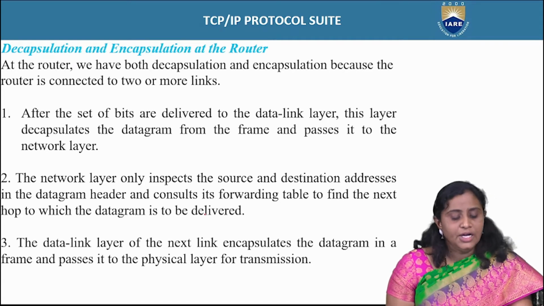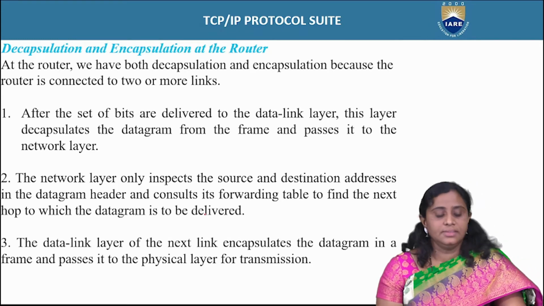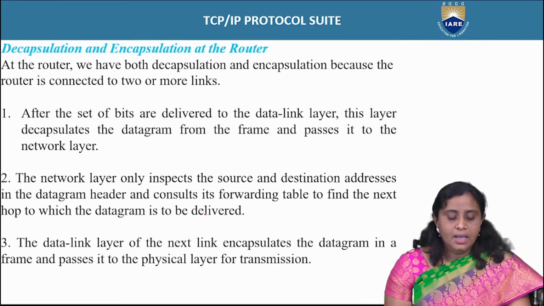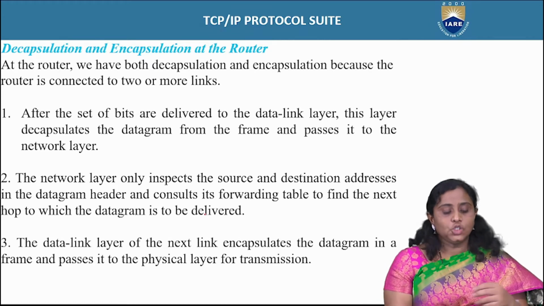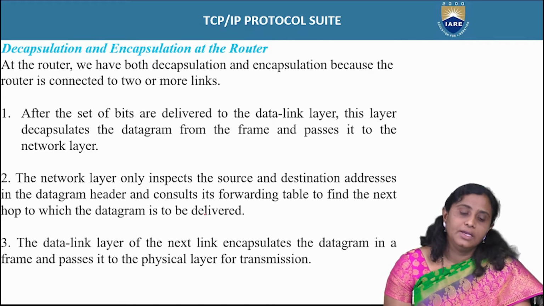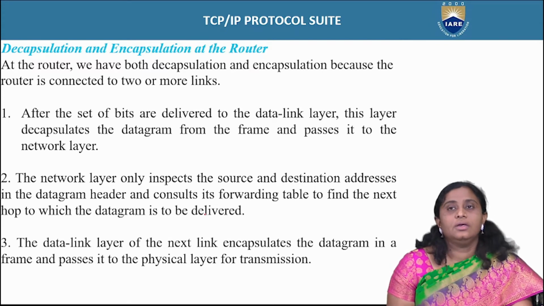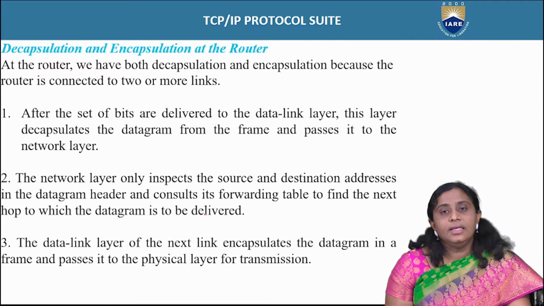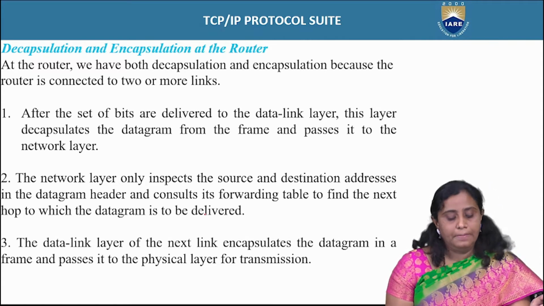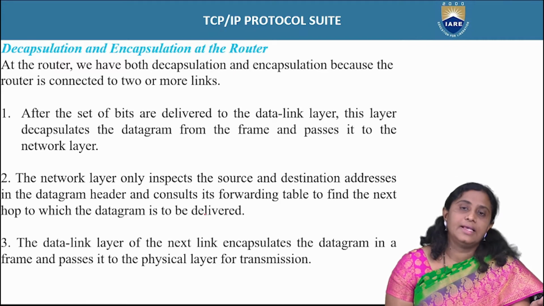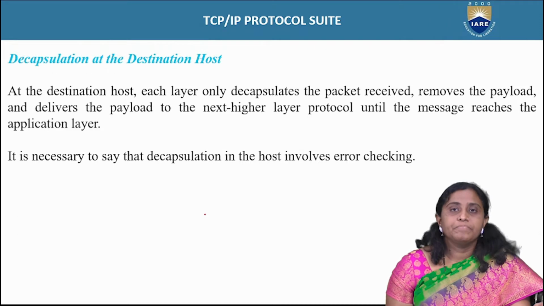The network layer only inspects the source and destination addresses in the datagram header and consults its forwarding table to find the next hop to which the datagram is to be delivered. And the third point, under the decapsulation at the router side: the data link layer of the next link encapsulates the datagram in a frame and passes it to the physical layer for transmission over the media from one source to the destination.